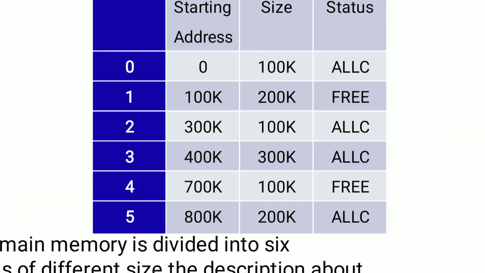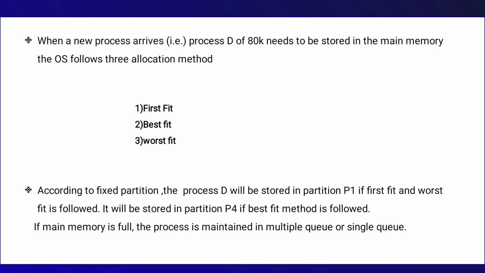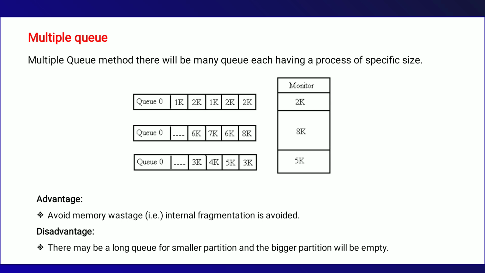The next topic is the multiple queue and the single queue. In the multiple queue, there will be many queues. The multiple queue is followed in order to avoid internal fragmentation. Already I told, the fixed partition is partitioned into different sizes. Each partition will have a different size.